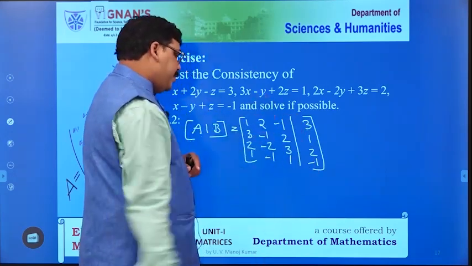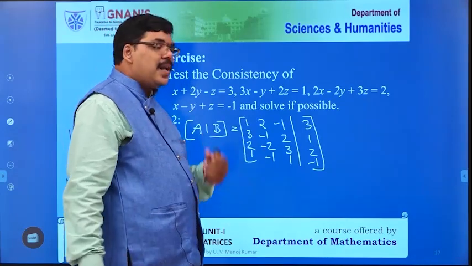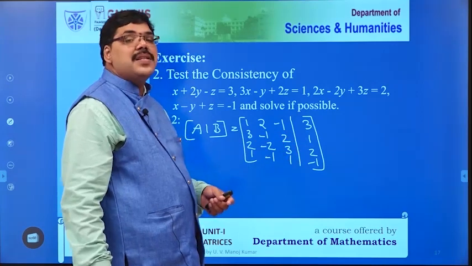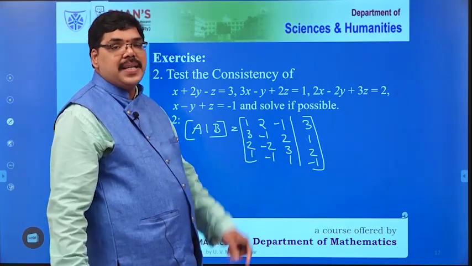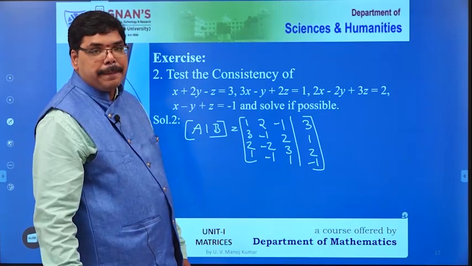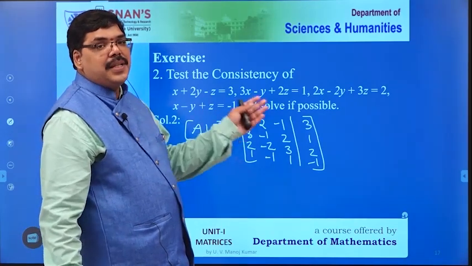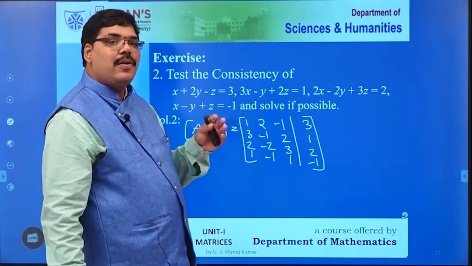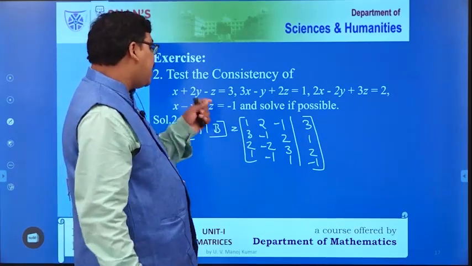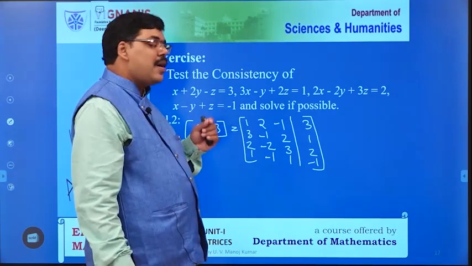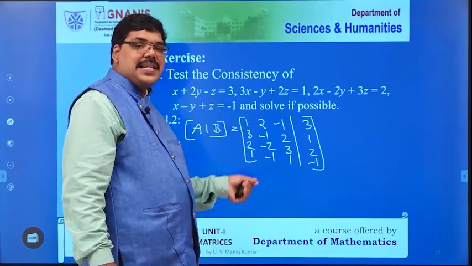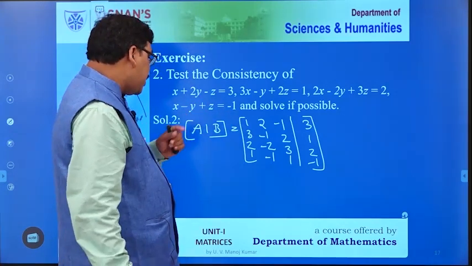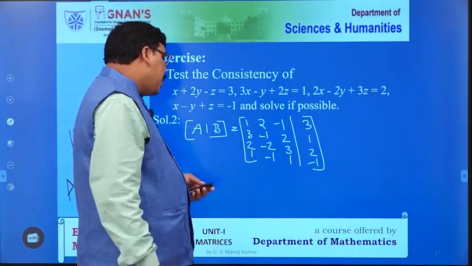This is the separation. First 3 columns represents matrix A, and if you combine the fourth column also, it represents matrix AB, augmented matrix. Okay. Now reduce this into echelon form and find the rank of A and find rank of AB. And what is added extra here? If possible, solve. So if it is consistent, you also find the solution.